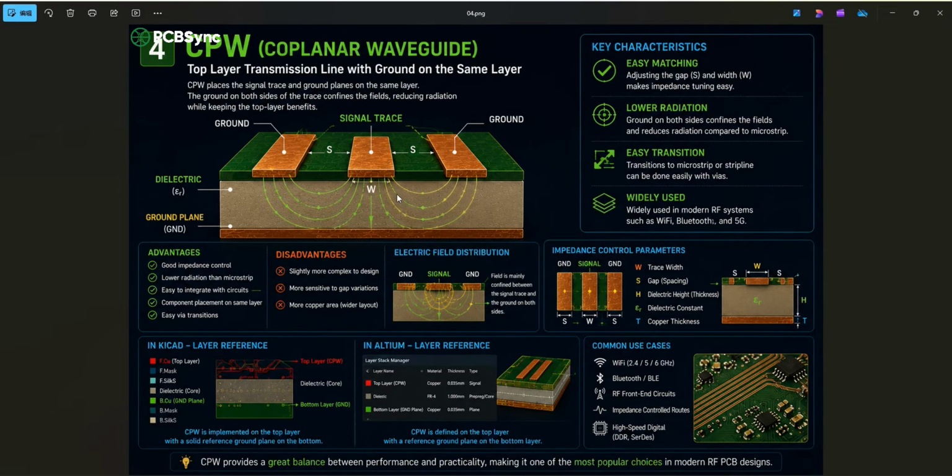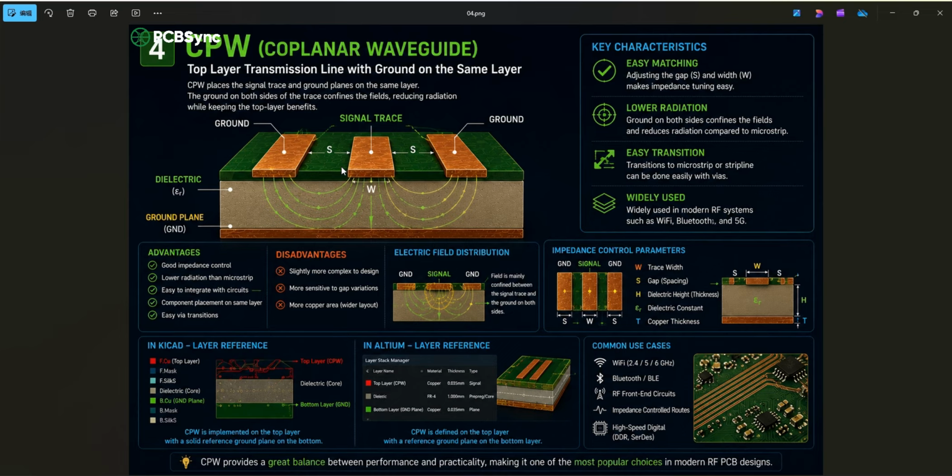Finally, let's take a look at the coplanar waveguide. Its biggest feature is that the signal line is flanked on both sides. Ground lines are placed directly next to it, and they're on the same plane as the signal line. These ground lines can further confine the electric field and reduce radiation. Compared to microstrip lines, it's even more stable.